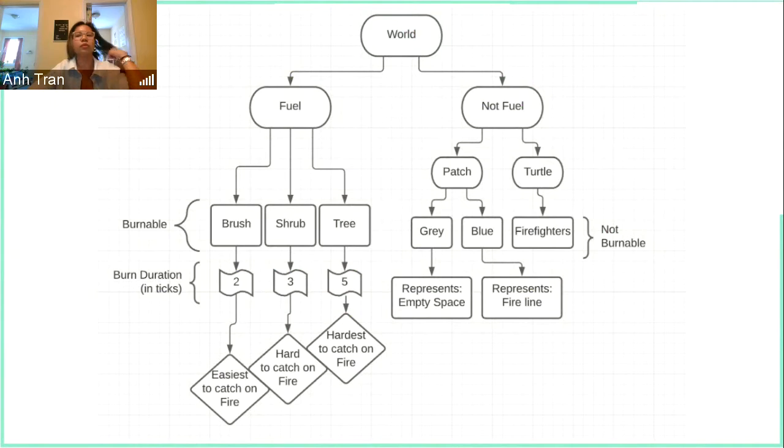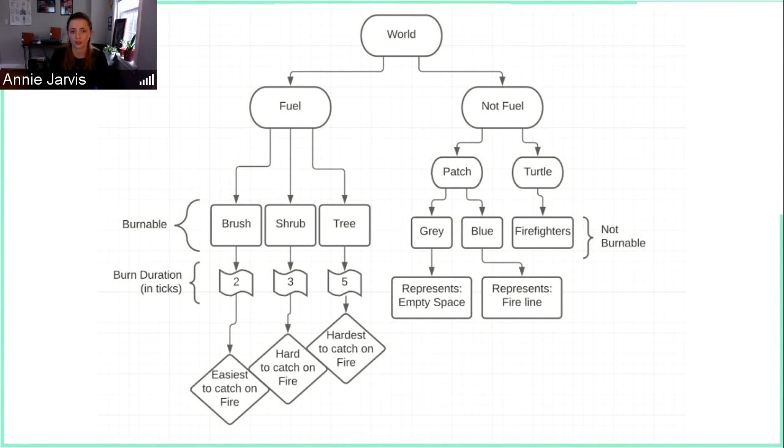So here you can see a diagram basically depicting exactly what An just explained to us. So in our world, we have two different distinctions. You're either fuel or you are not fuel. If you're fuel, you are either brush, shrub, or a tree.